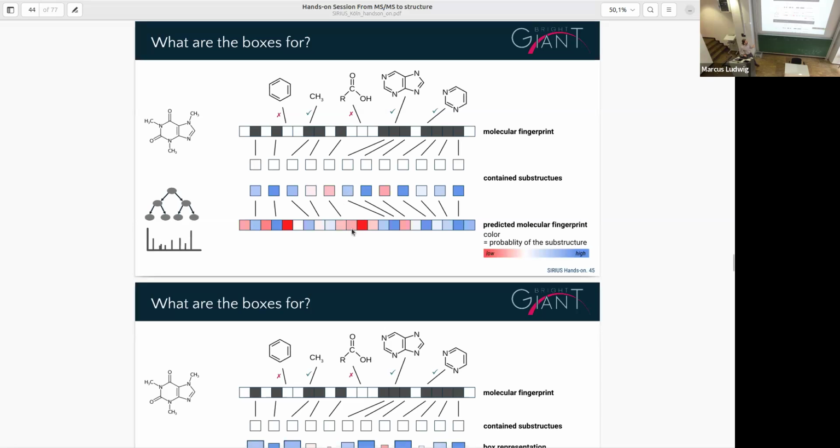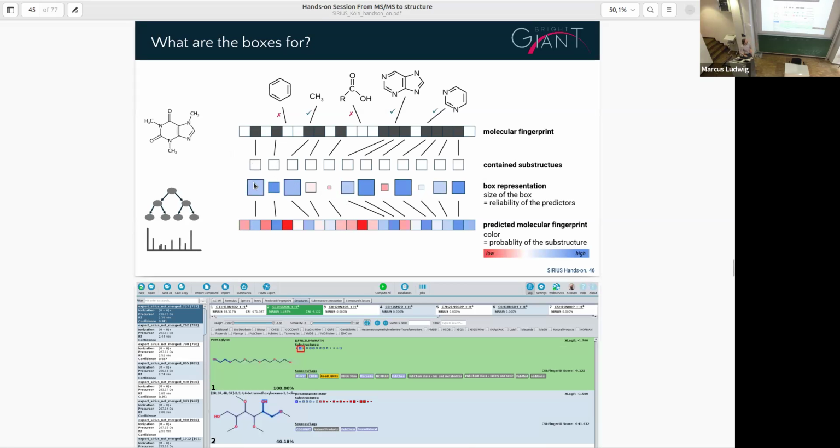If it's red, we don't predict it to be present. So basically red is a contradiction to your candidate. The box says it should be contained in your structure, and if we then predict it to be red, then we say, no, that's a contradiction. We predict it not to be present in here. If it's blue, we say also, yes, it should be in there.